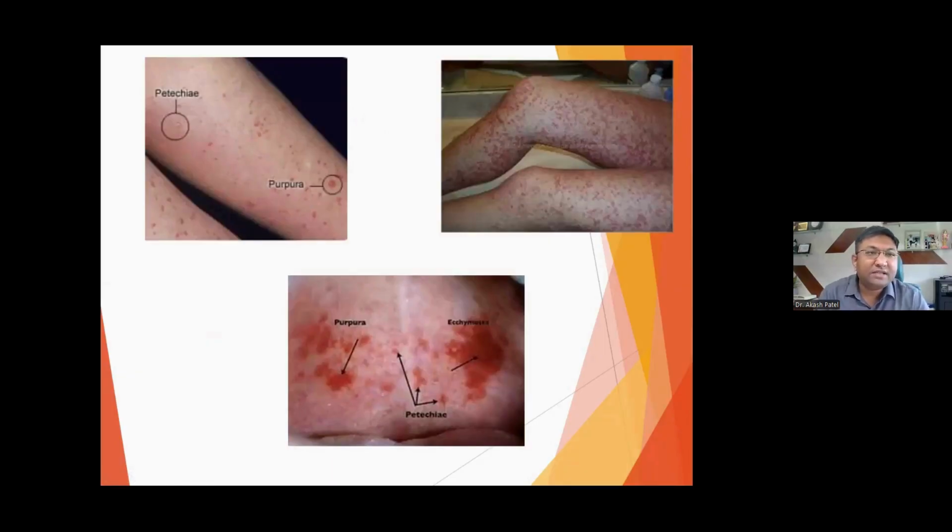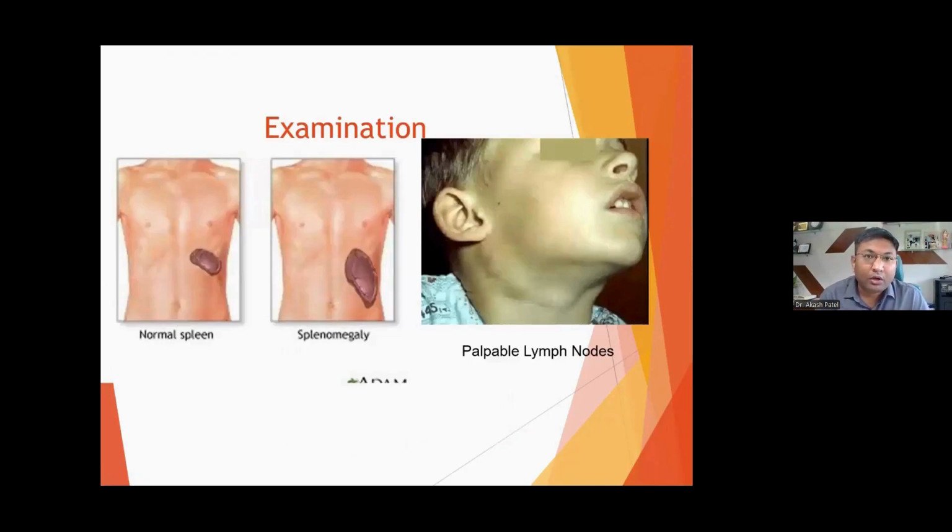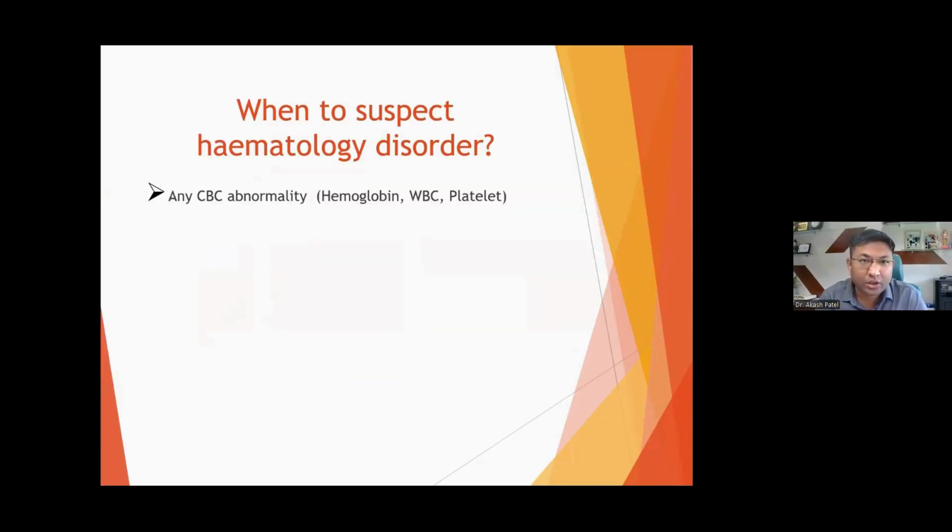When we see skin lesions like petechiae, purpura or ecchymosis, always keep in mind that there may be some underlying blood disorder. If we find petechiae or ecchymosis, examine the patient thoroughly and palpate the spleen. If we find splenomegaly or palpable lymph nodes, then we have to check our CBC report.